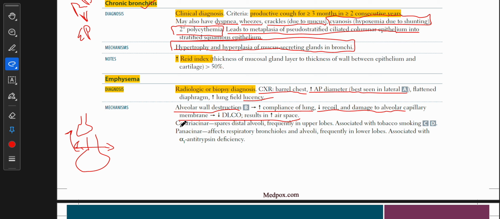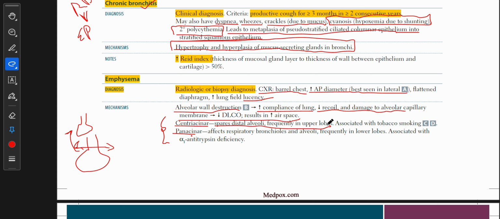Emphysema has different types. There are 4 types of emphysema: centriacinar, panacinar, distal emphysema, and paraseptal emphysema. So centriacinar spares distal alveoli, frequently in the upper lobes.